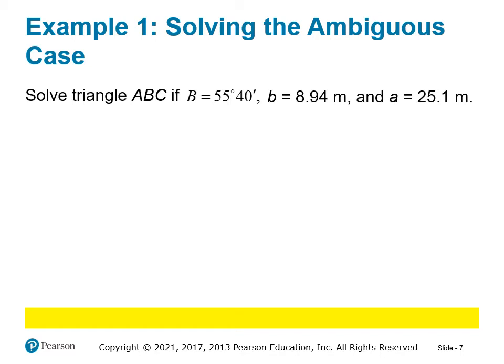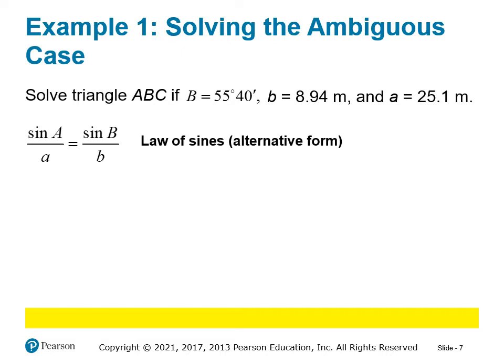Sorry about that, guys. So let's look at our first case. Solve triangle ABC if B equals 55 degrees 40 minutes, side b equals 8.94, and side a equals 25.1 meters. Okay, so here we can find angle A by using the law of sines, right? So let's plug in all our numbers.